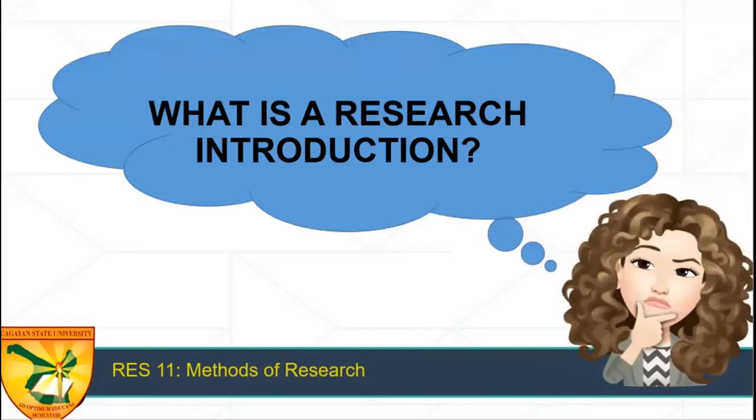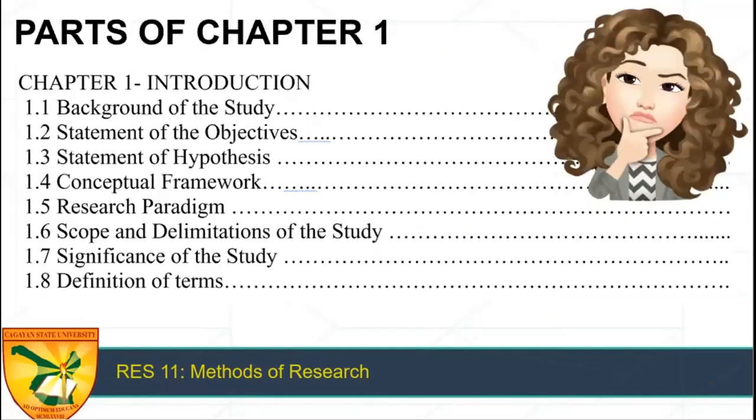So, what is a research introduction? Introduction is your Chapter 1, which consists of 8 parts. So you will see here, you have background of the study, statement of the objectives, statement of hypothesis, conceptual framework, research paradigm, scope and the limitations of the study, significance of the study, and the definition of terms.